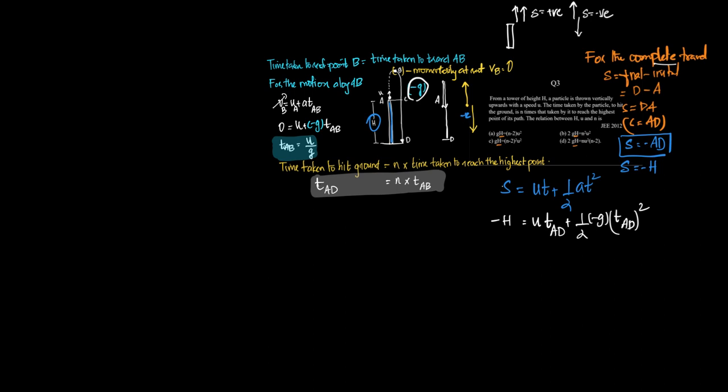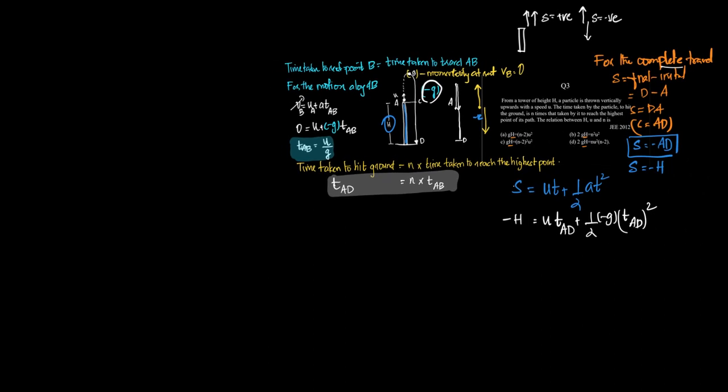Okay, right. So I'll write down the equation once again here. We have minus H is equal to UT_AD plus minus G by 2 into T_AD the whole square. Now if you go to the options, you have some related terms here. We have 2, G, H and U, right? So all the options have G, H, N and U.